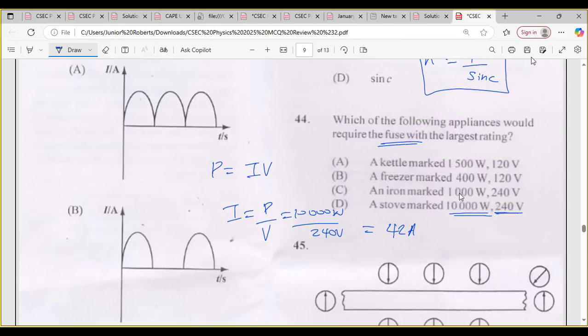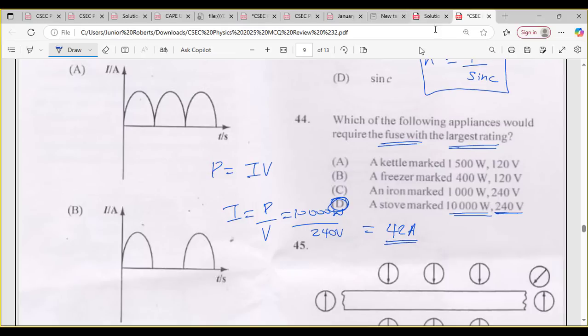If you look at the others, this one is 10,000, so the others must be less than that because they have less power. In this case this is 400 and this is 1500. All of these will have less power, and therefore less current being drawn. So the largest fuse will be for D, which is going to require a fuse of approximately 42 amperes.